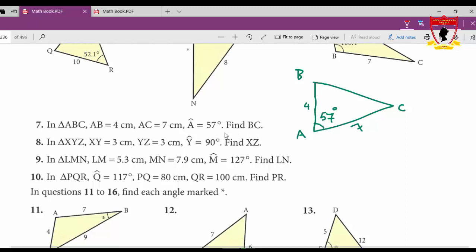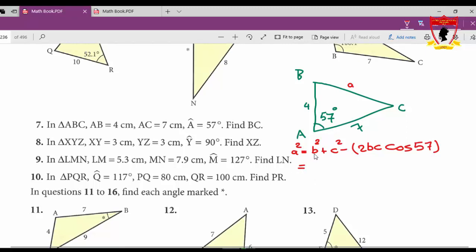And then what should I find? I have to find BC, and the name of BC according to the rule is A small because it's opposite angle A. Now, A small is missing. I need this. A square is equal to B square plus C square minus 2BC cosine of A, which is 57.